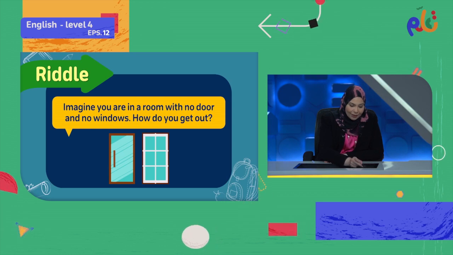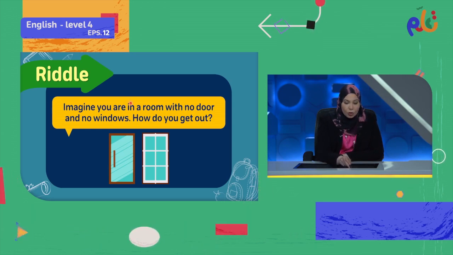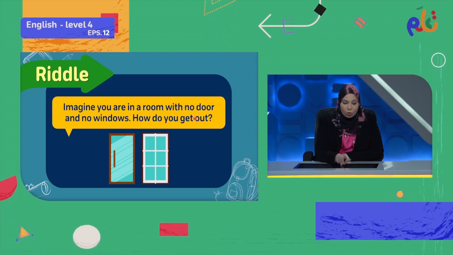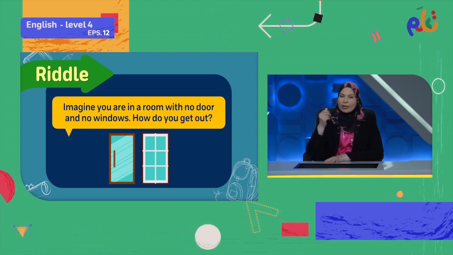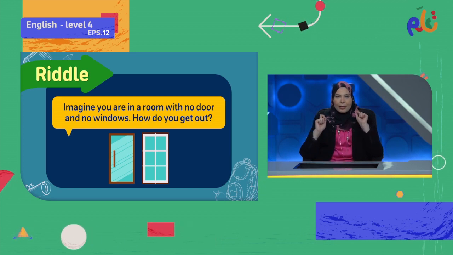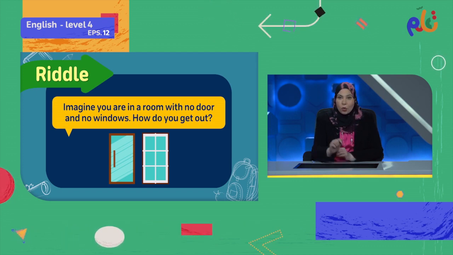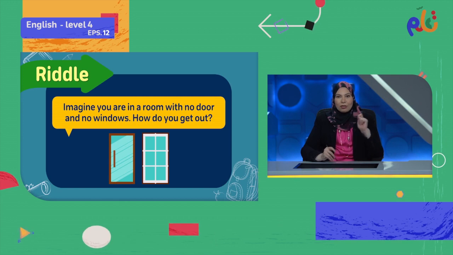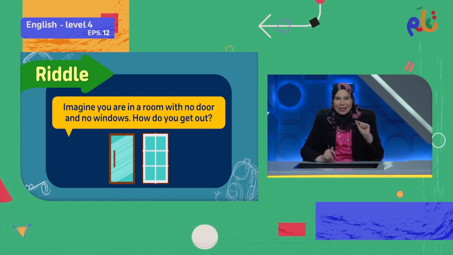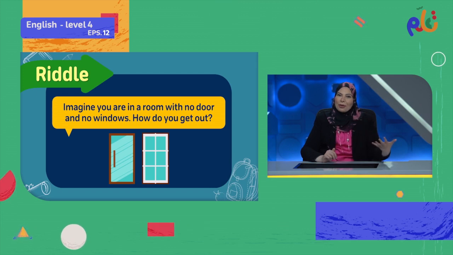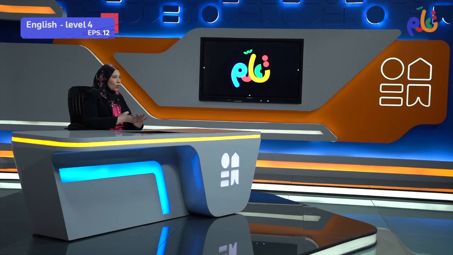The first riddle that we have is saying, imagine you are in a room with no door and no windows. How do you get out? So again, imagine that you are in a room with no door and no windows. So just walls. How do you get out? I will give you a second. Think about it. How would you get out from a room like that? Room, no doors or windows or anything that can allow you to get out. So again, imagine that you're in that place. How would you get out of that place?